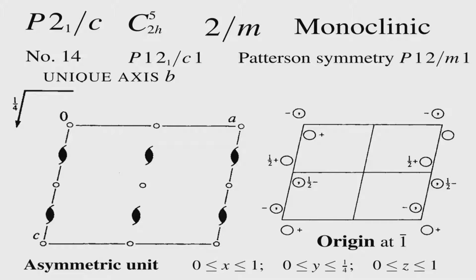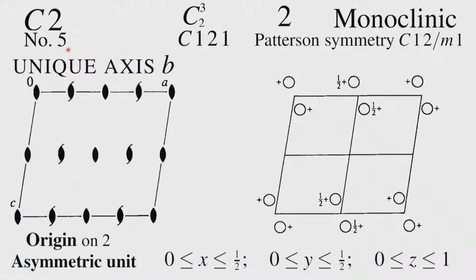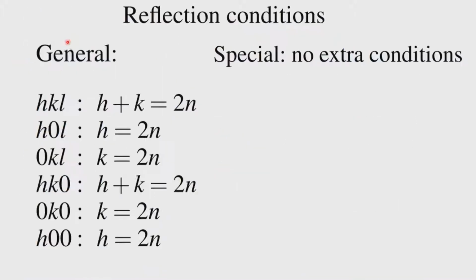So, instead we now go to the space group P21 upon C. I have been mentioning again and again that this is a space group where most of the organic compounds go into, and therefore, it is better we understand this space group a little more clearly. Again, the space group number in this case is 14. So, we have now jumped from the space group 5 to space group 14.